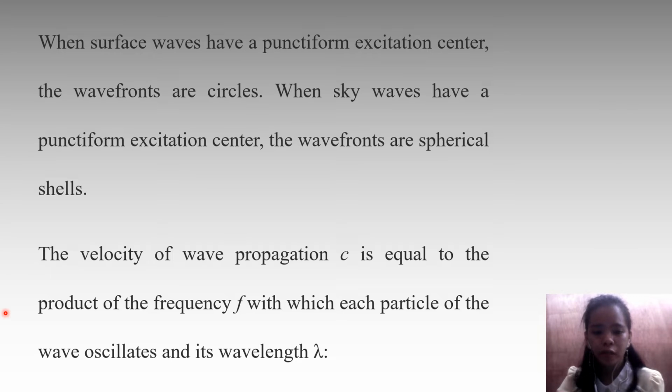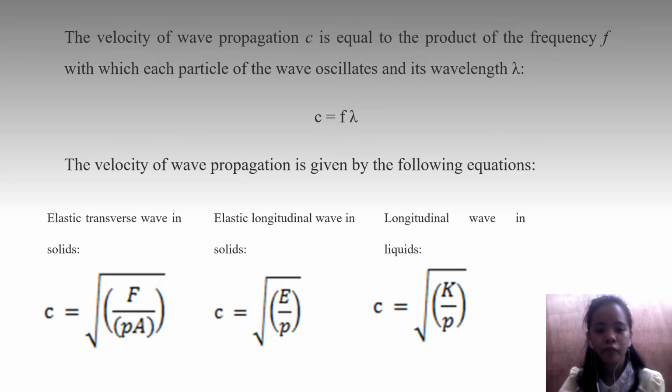The velocity of wave propagation c is equal to the product of the frequency f, with which each particle of the wave oscillates, and its wavelength, or we call it lambda. So c is equal to frequency multiplied by lambda, the wavelength.